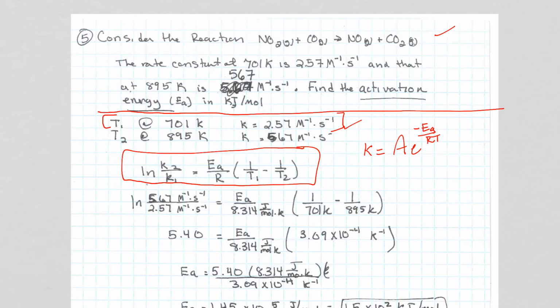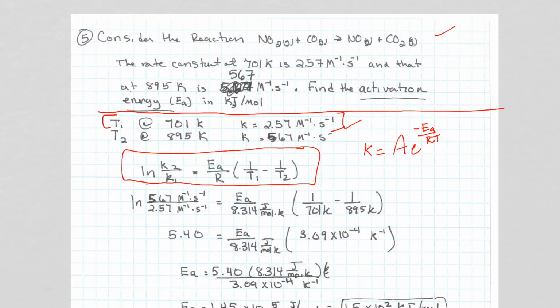So we have our activation energy here, what we're trying to find. We have R, so remember the appropriate version of R with the right units, joules per mole Kelvin. And we have our temperature. Now make sure we get the right temperature in the right place. So it's T1 minus T2. So K1 is on the bottom, so that goes with T1. K2 is on the top, that goes with T2. So make sure we get the right temperatures in the right places.